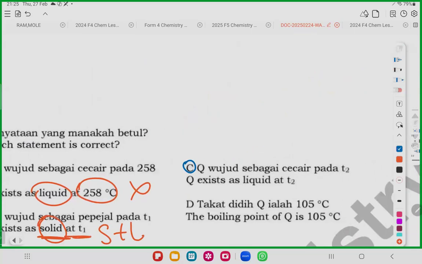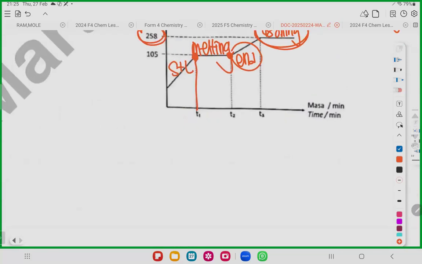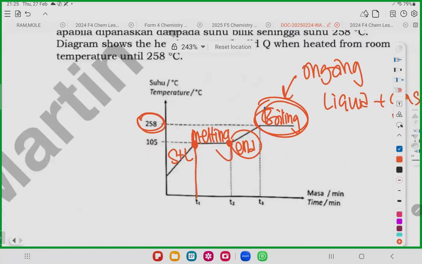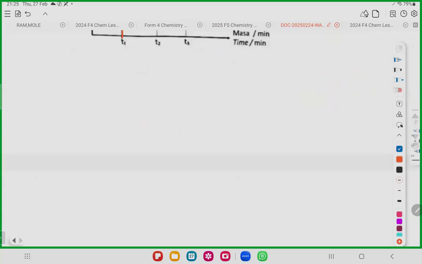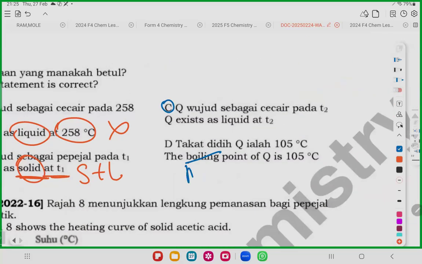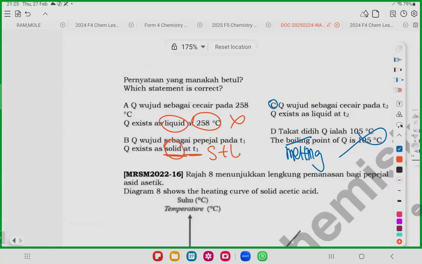Answer D. The boiling point of Q is 105. So boiling happened here. What is the temperature for boiling? 258, not 105. 105 is here. It's the melting point. So 105 should be the melting point, not the boiling point. So the best answer is C.